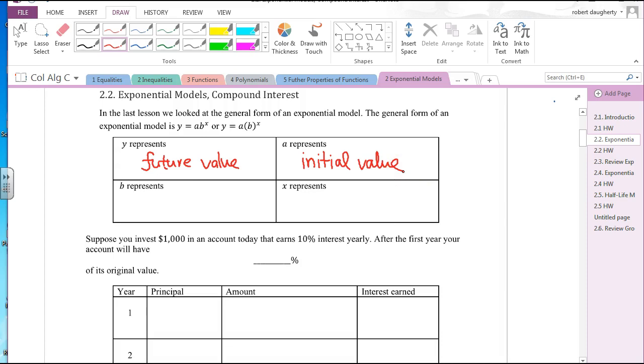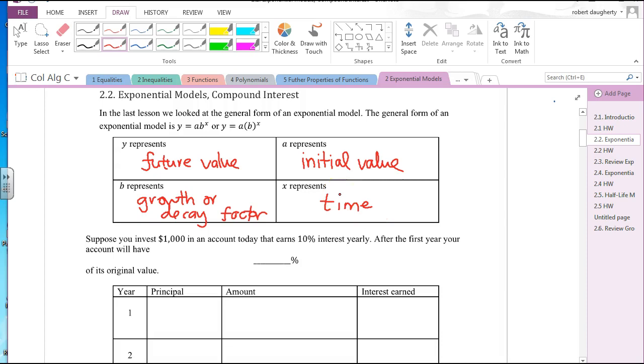B represents my growth or decay factor. Okay. That lets me know whether this is exponential growth or exponential decay. X, that variable, which is our exponent in all of our models, will represent what? Time. Okay. So that is it.